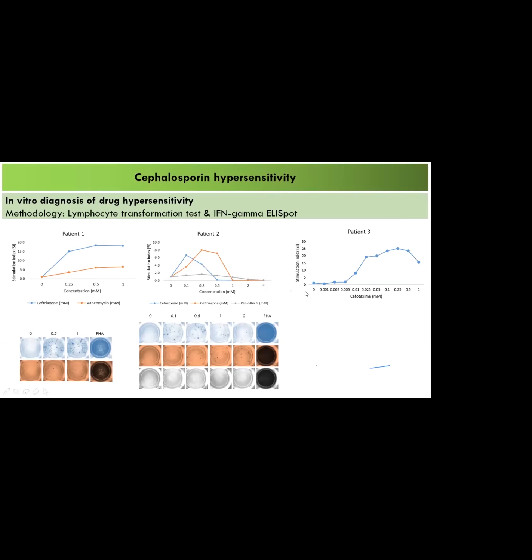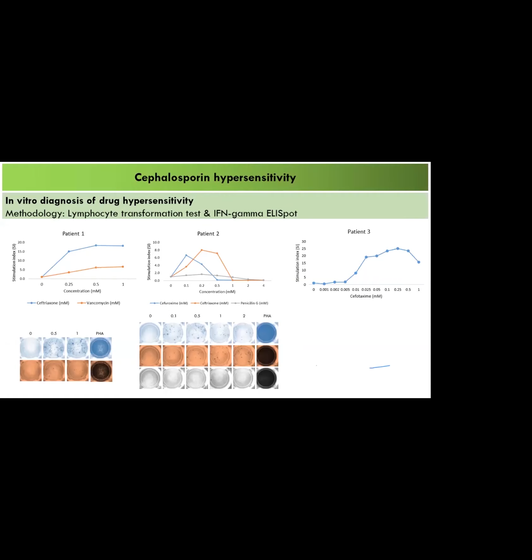So in this screen, you can see cephalosporin hypersensitivity trying to be diagnosed. And so what happens is on the top panel here, you can see graphs that show the stimulation index from the lymphocyte transformation test. And you now have figures that show the number of cells for each particular dose.